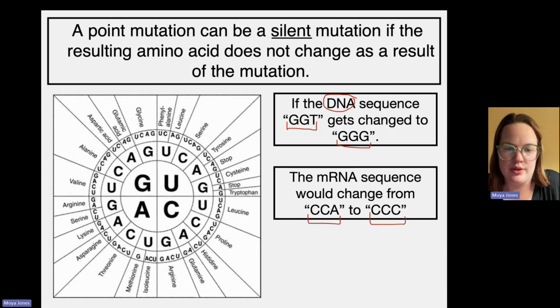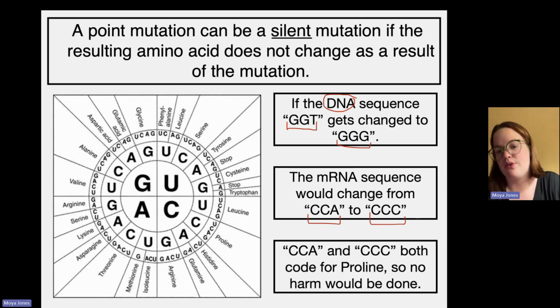CCA codes for proline. CCC also codes for proline. So this mutation would not change the protein because they are the same amino acid sequences. And if the amino acids are the same, the protein would be the same, and you would never know that this mutation happened. So that is a silent mutation. In a silent mutation, if the amino acid stays the same, then it will not change the protein.